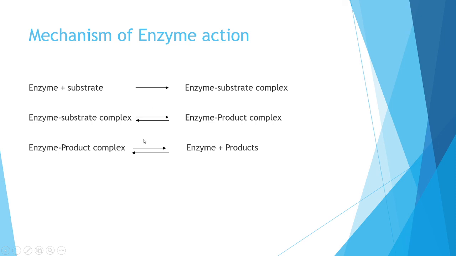Again, I am repeating: in the first step, enzyme and substrate combine to form an enzyme substrate complex. In the second step, this enzyme substrate complex is reversibly converted to an enzyme product complex. In the third step, this enzyme product complex gets dissociated into enzyme and product. So there is no change in the enzyme, but the substrate is changed to product. That is the mechanism of enzyme action.